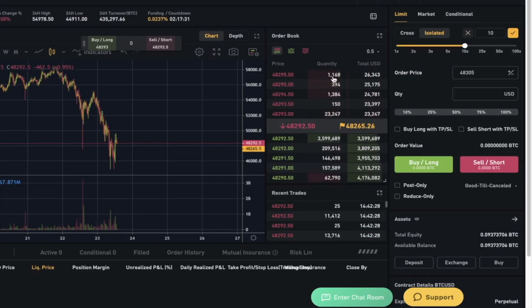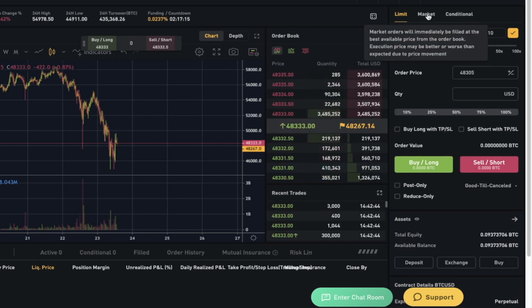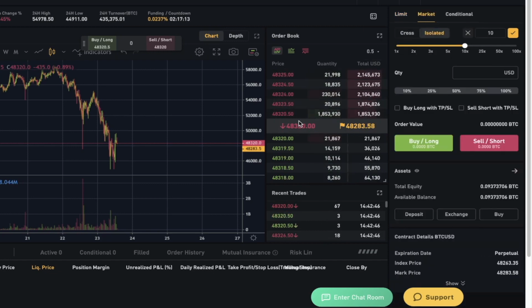Here we can see the order book. All of these are limit orders waiting to get into the market. We have all of these selling limits and all of these buying limits, and they're waiting for the price to hit their limit order. If you want to get in the market straight away, you would have to use a market order. This will give you the best price available, but you are guaranteed to get your order straight away into the market.